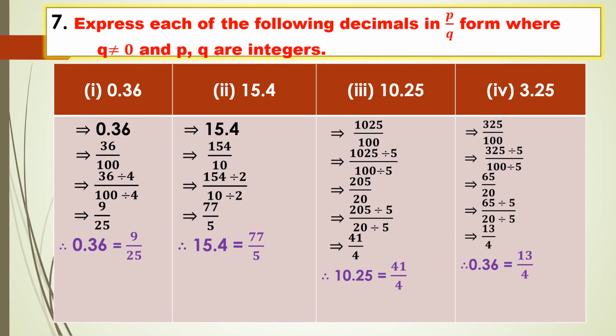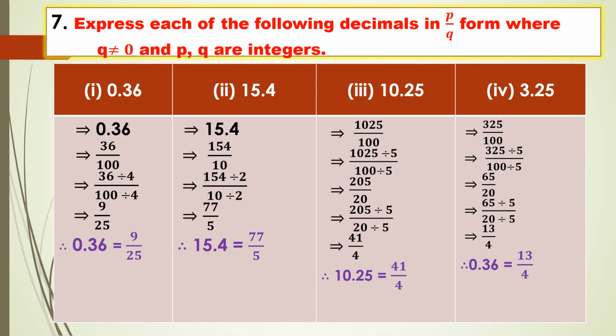Here after the decimal there are 2 digits, so divide by 100. The last digits are 5 and 0, so divide by 5. Again it is 5 and 0, so again divide by 5. Here we get 41 by 4. As 41 is a prime number, it is not divisible by any number, so I stopped here and wrote my P by Q form as 41 by 4.